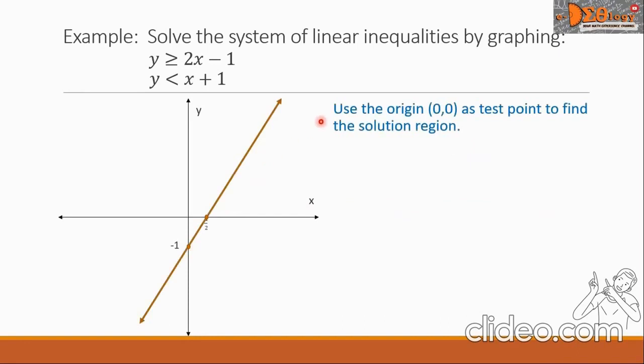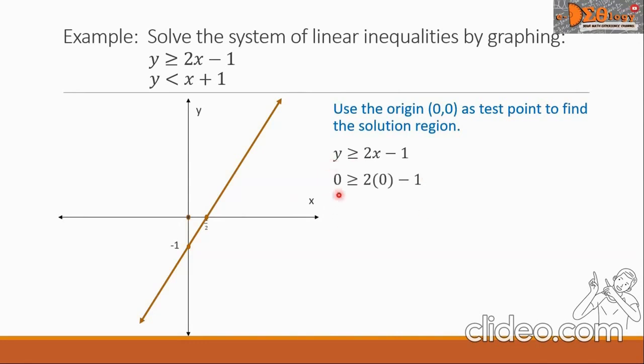Next, let us use the origin, the (0, 0), as test point to find the solution region. Take note, the origin is here and it is above the line. So let us copy our original inequality here, the first one. Then let us now substitute the origin.